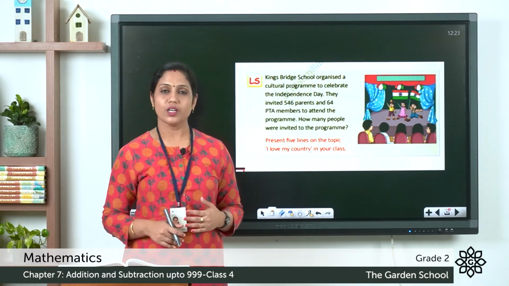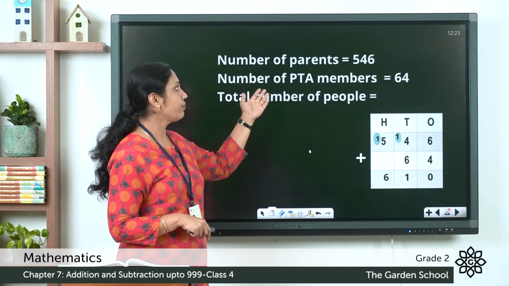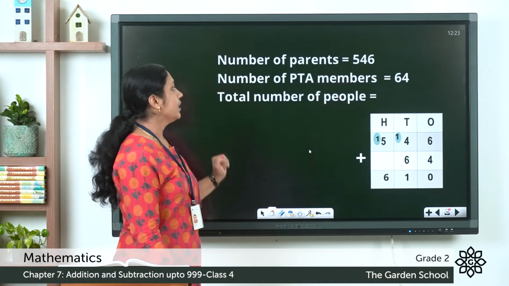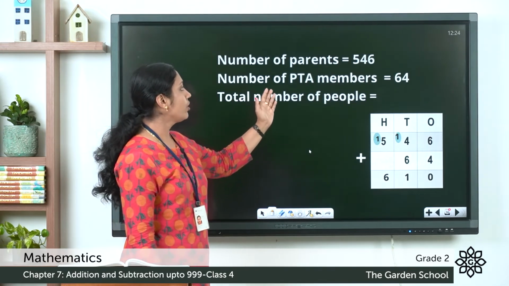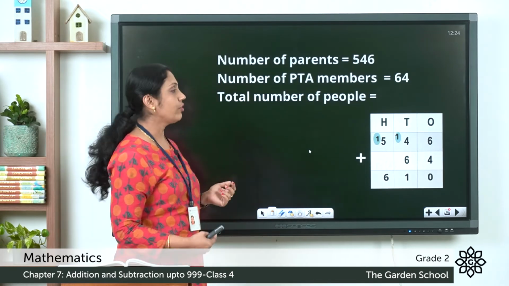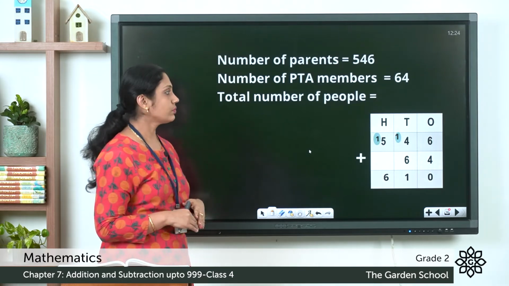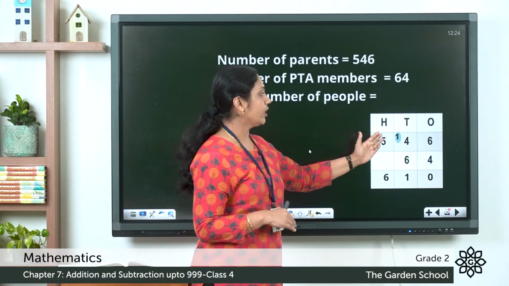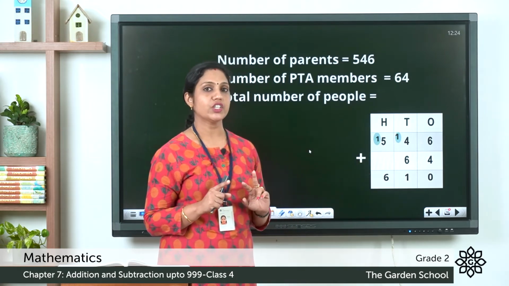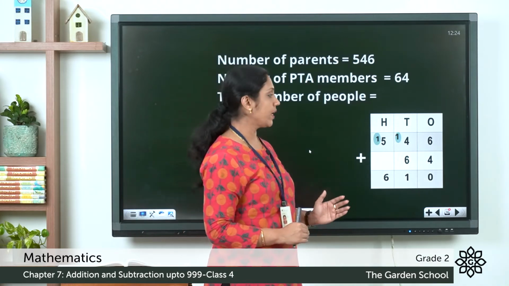So now let's move on to our question. The steps we can see. Number of parents is equal to 546. The next step, number of PTA members is equal to 64. So we have to find out the total number of people who attended the Independence Day. So for that, 546 plus 64. Here you have a 3-digit number and a 2-digit number. So we'll calculate from the ones place.